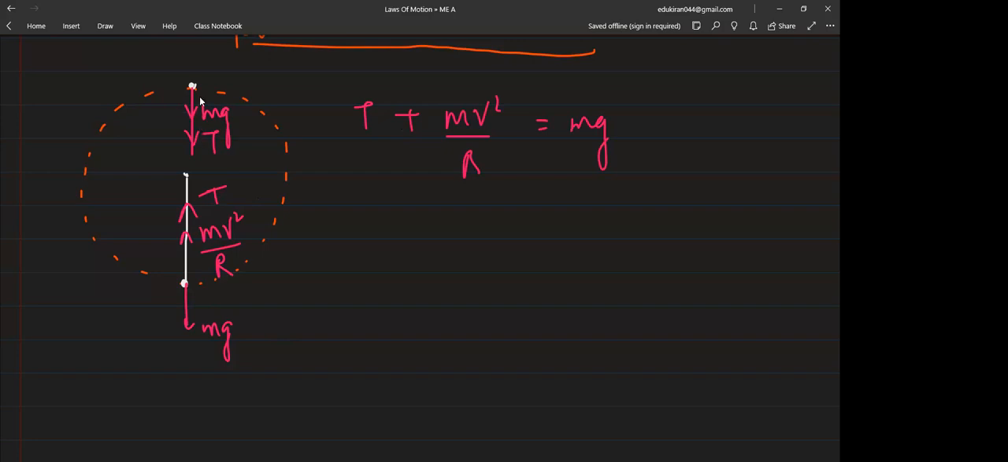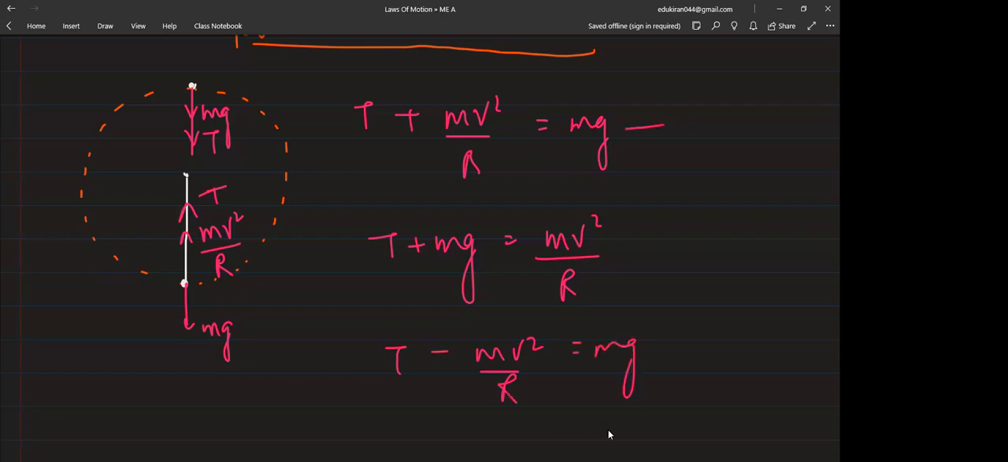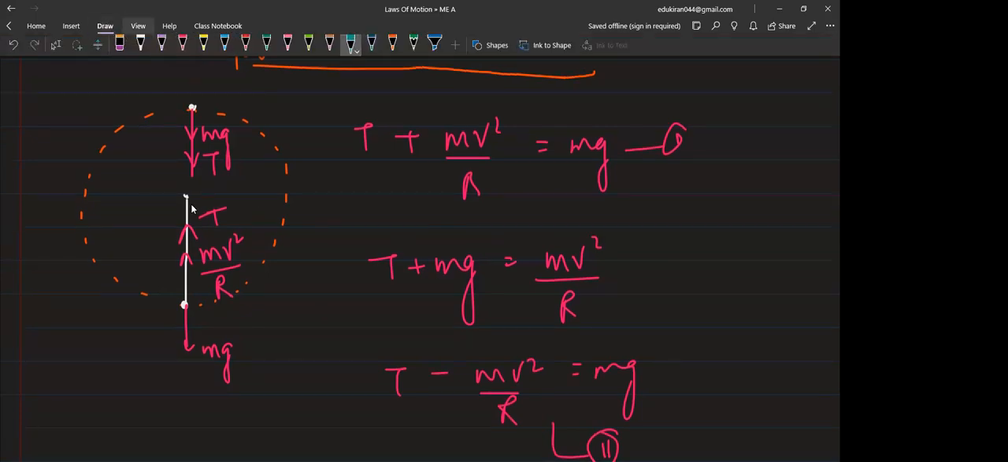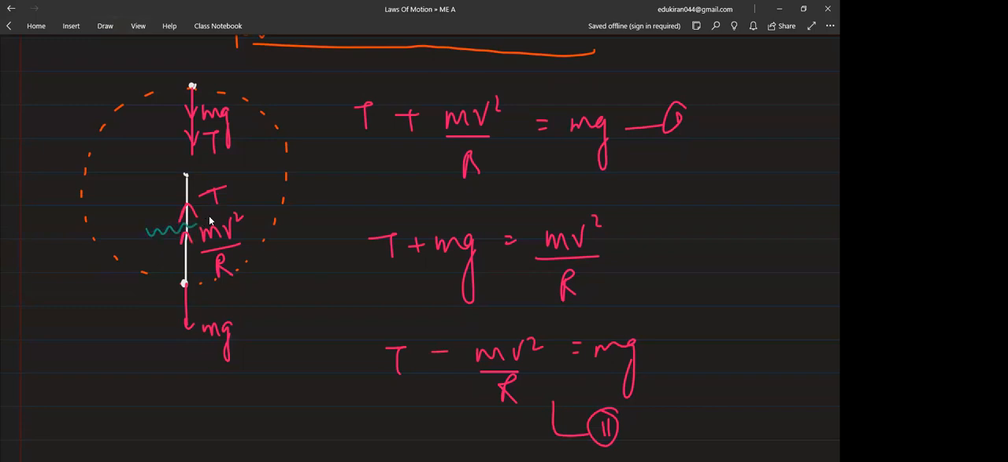In the second case, T plus mg is equal to mv square by r, because tension plus mg are providing the centripetal force. At the other point, your centripetal force plus tension are equal to mg. These equations you should know. Just one more thing that comes in the exam: if the string breaks off, what will happen? Because of the tangential velocity, it will have a tendency to move tangentially. All right, write down this too.